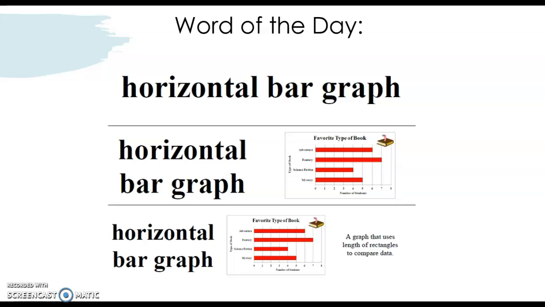It goes all the way to 7 students. So it is the one that the most students liked. The next choice was adventure, and it goes to 6. So horizontal bar graph is a bar graph like we're used to, except the bars go horizontally instead of vertically.